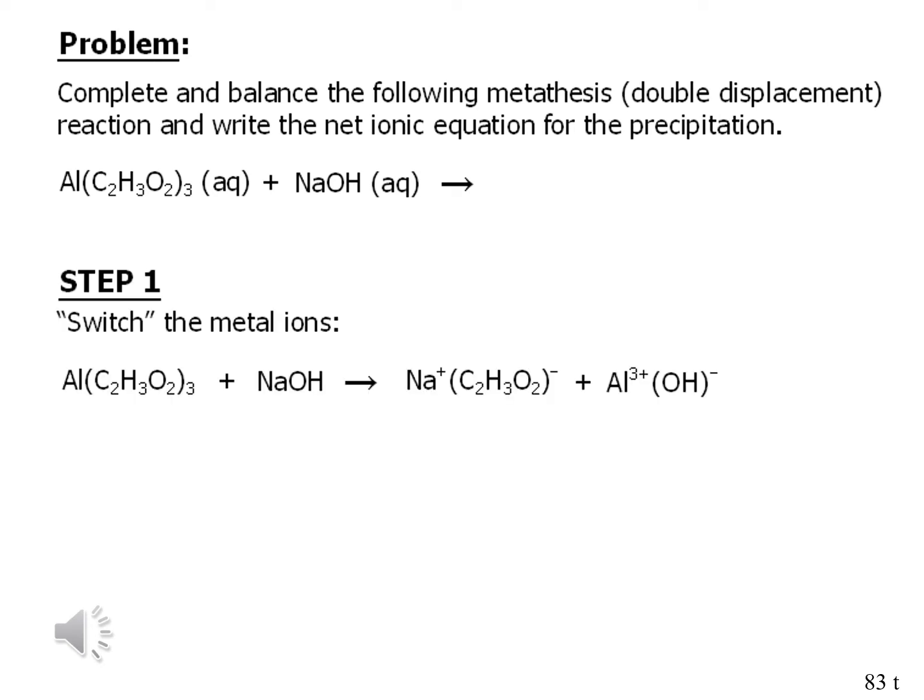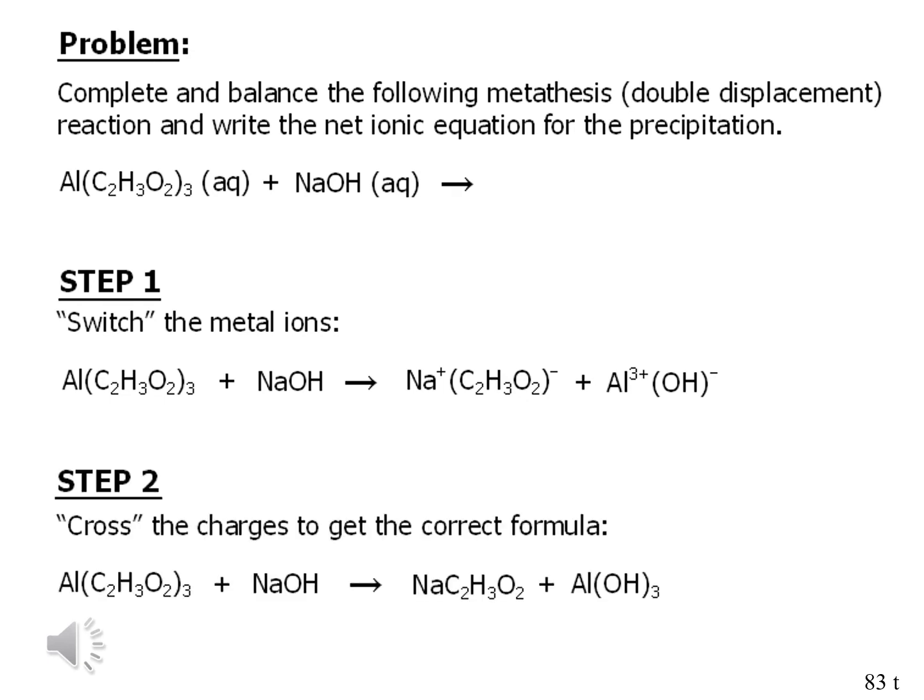The first step is that you switch the metals. So you put the sodium with acetate, the aluminum with hydroxide, and you could put either one of the final compounds first, it doesn't matter. But after you switch the metal ions, you then cross. When you cross, you get sodium acetate with 1s, of course, because they're both 1. But for aluminum hydroxide, you cross the 3 down and you get AlOH3.